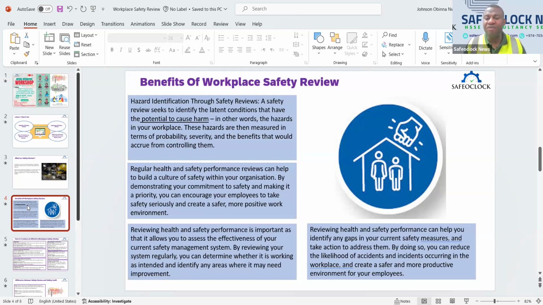Another benefit of safety review is that it helps the organization to identify the gaps that exist within the current safety practices and the current safety procedures. While conducting the safety review, those gaps will be identified, the action plans will be set in place, and proper corrective actions and measures are put in place, thereby reducing any possibility of incident in the workplace.